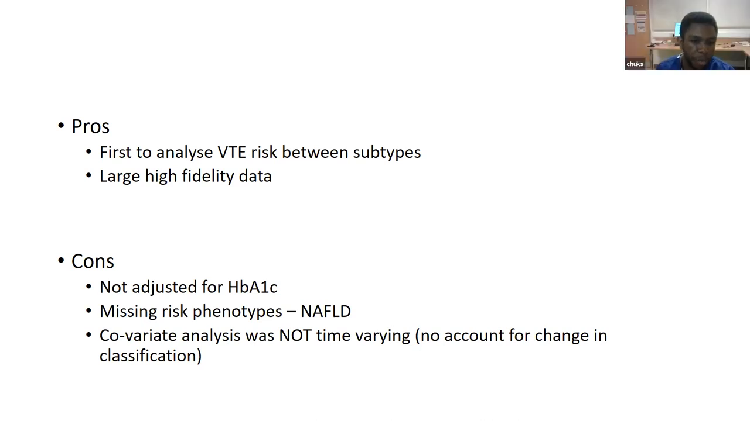A few other risk phenotypes are missed, such as fatty liver and so on. And again, the analysis wasn't time varying, so they didn't factor in people changing where they sat in the cohort. So if someone in the non-diabetic group developed diabetes during the trial, they stayed as non-diabetic. That could skew the results, considering we know how prevalent type 2 diabetes is. How many million ended up with diabetes over 10 years?